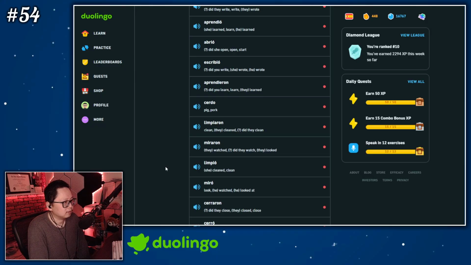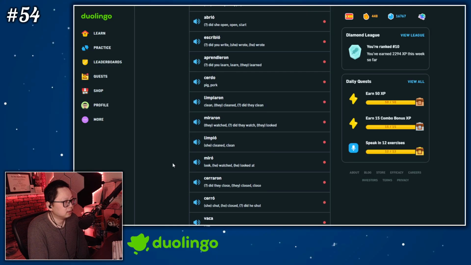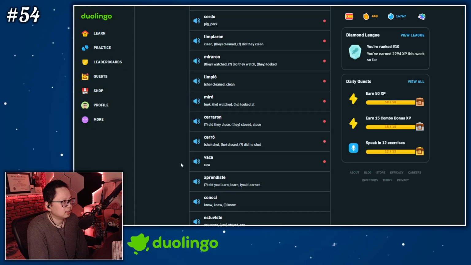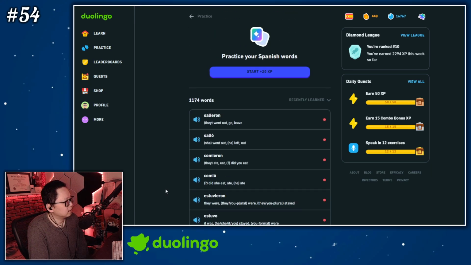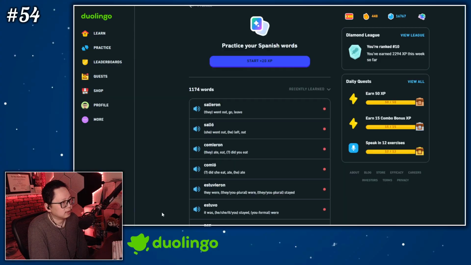And then we have the introduction of cerdo. Limpiar. That's a good AR word. And then mirar. I use mirar. So limpió, miró, right? Because they're AR verbs. Cerraron, right? Cerraron, and so cerró, and then vaca. So not a lot of vocabulary because it's a grammar section.